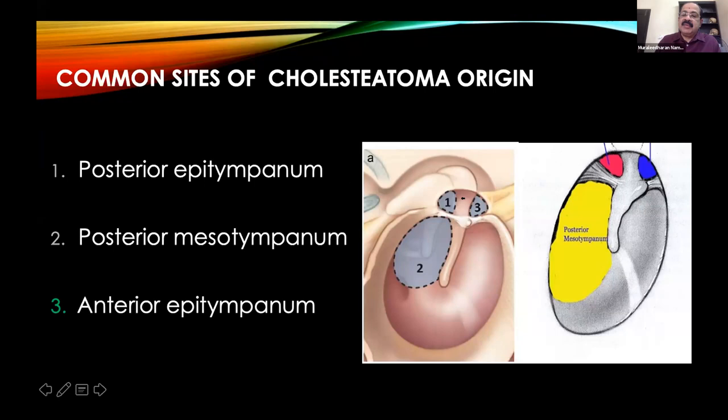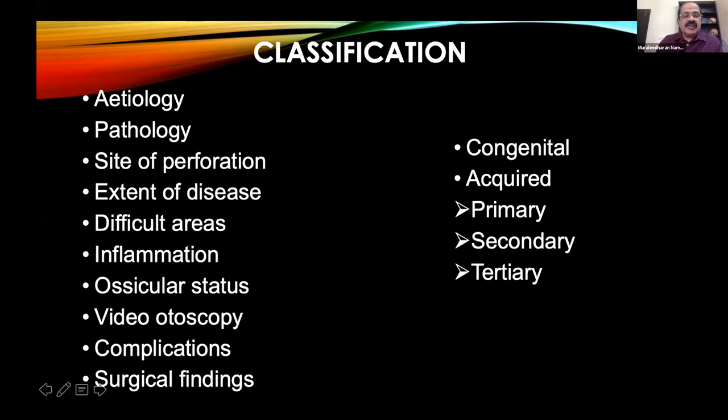Now, when I search for the classifications, I could say a lot of classifications, starting from the etiology, the pathology, the site of perforation, the extent of cholesteatomatous disease, some difficult areas, so the sinus tympani or the supratubal recess, whether the inflammation is present or it is a non-inflamed cholesteatoma, the ossicular status, and the classification has changed after video otoscopy or with the complications. So after surgical findings also you can classify.